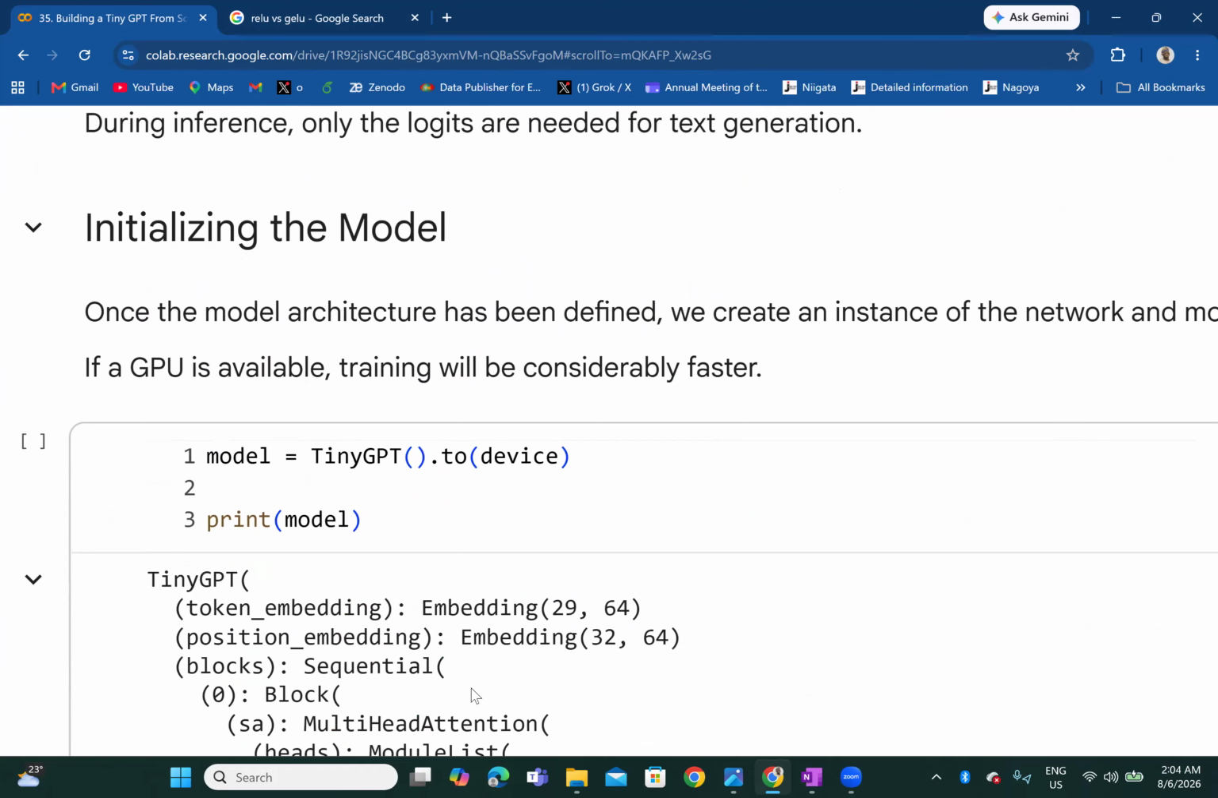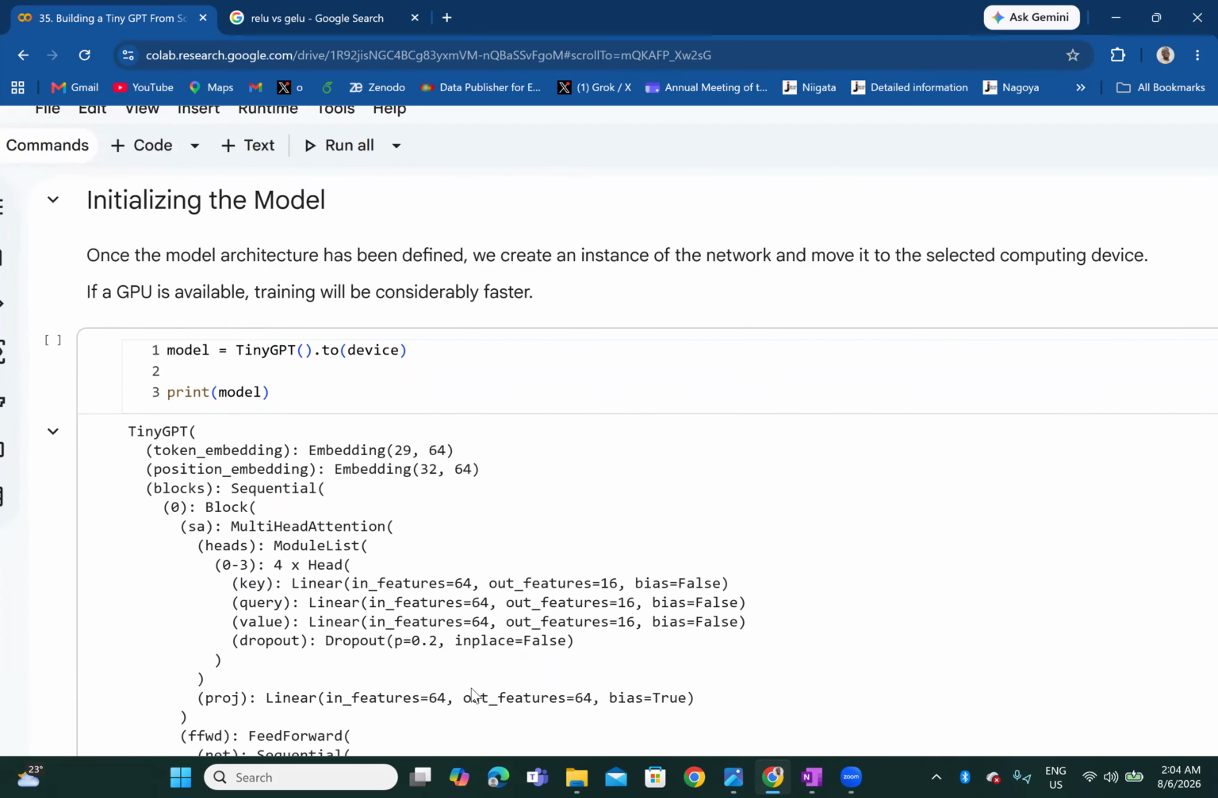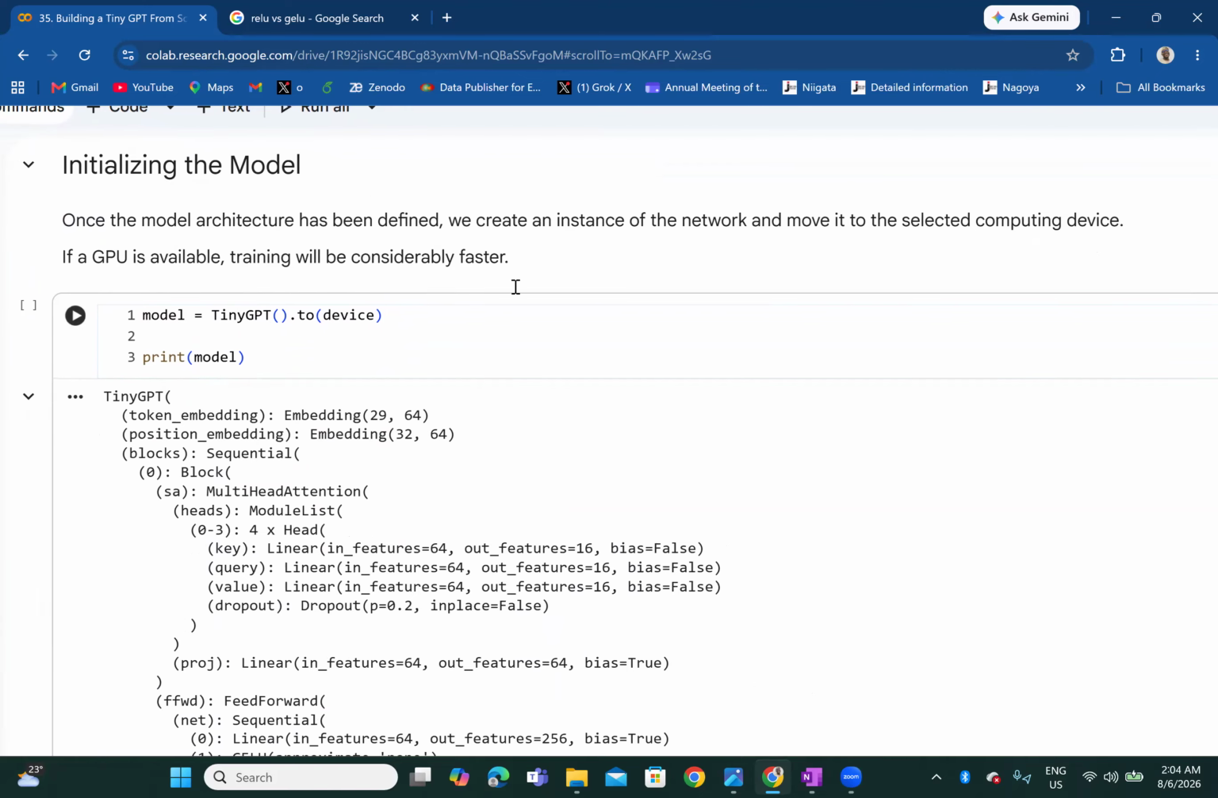So the logits are then converted into probability, right? So how do you initialize the model? Once the model architecture has been defined, like all we've been doing, we create an instance of the network and move it to the selected computing device. If a GPU is available, training will be considerably faster.